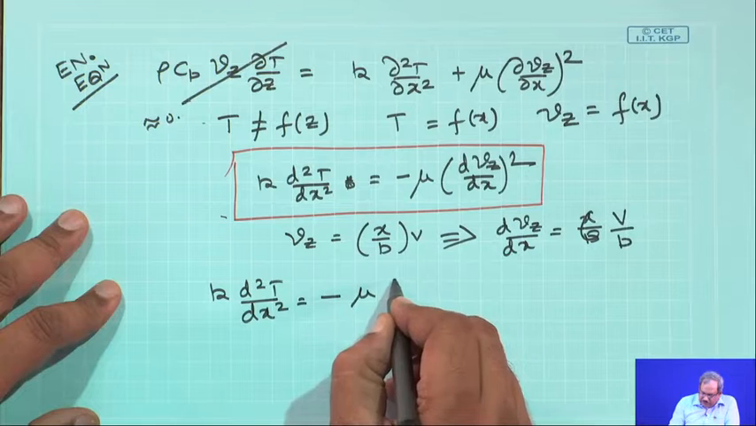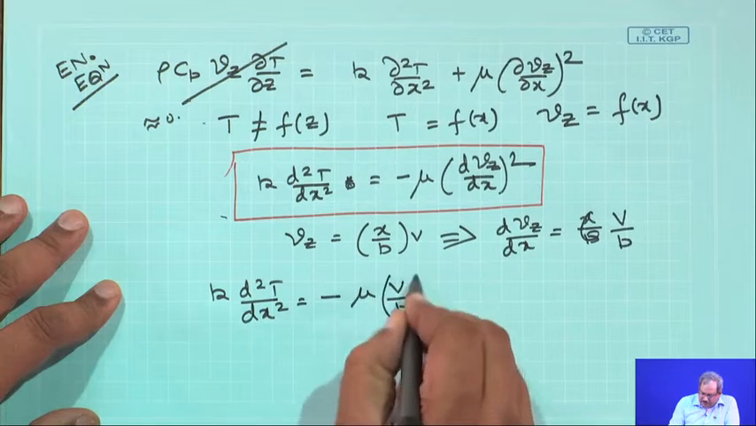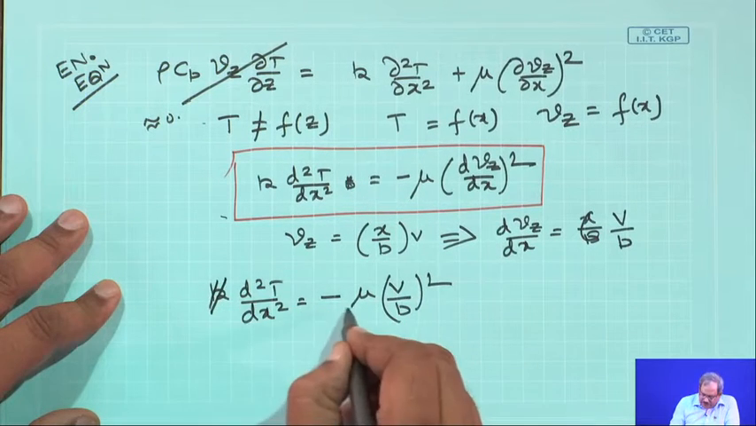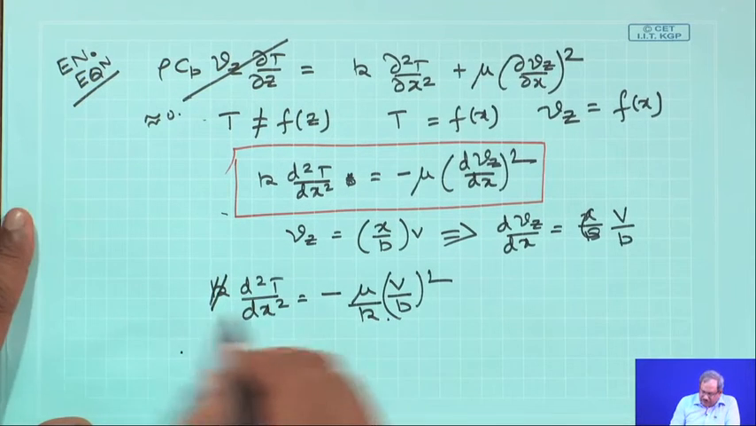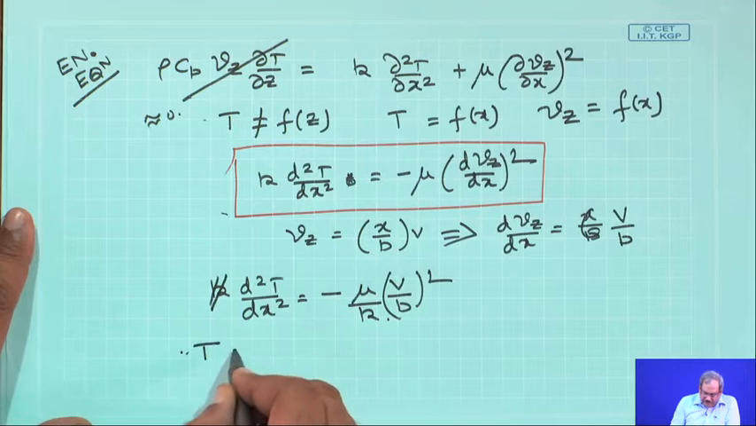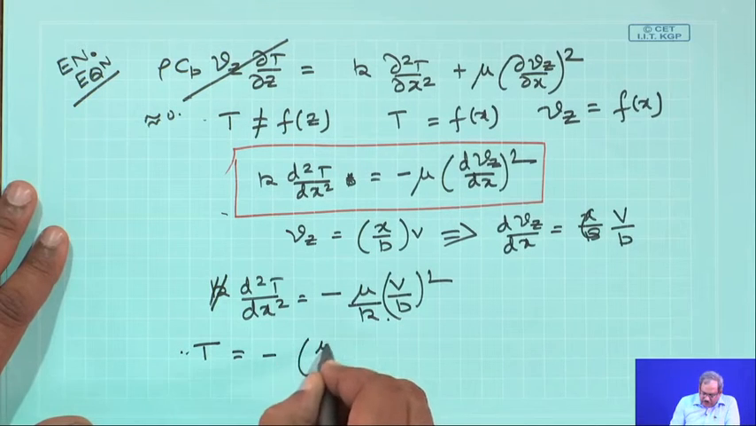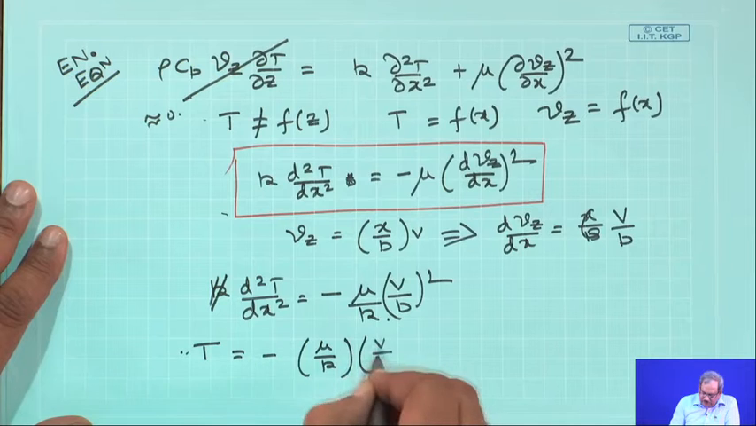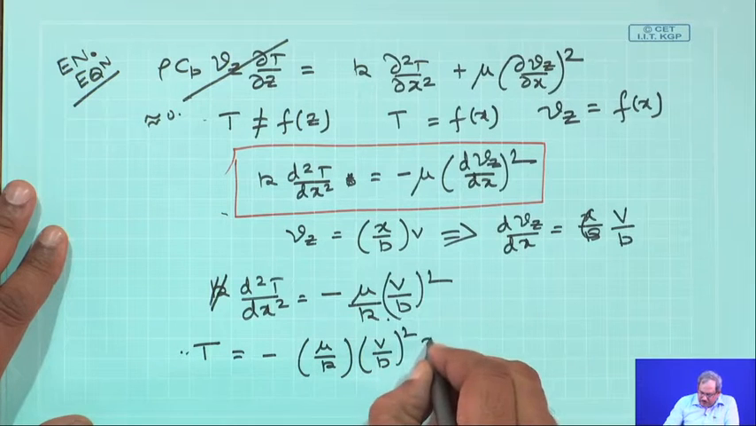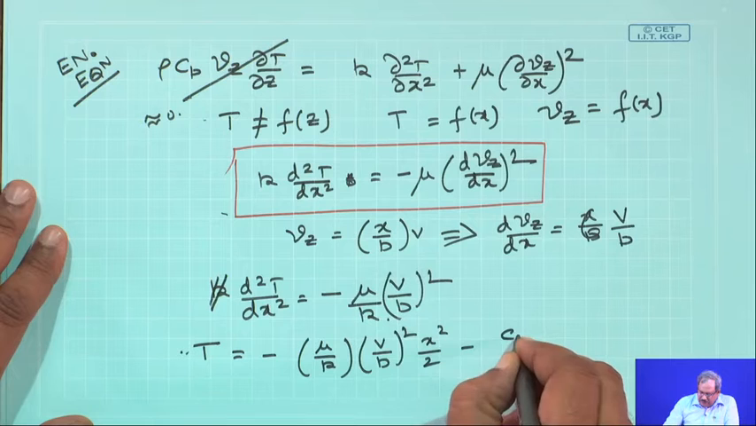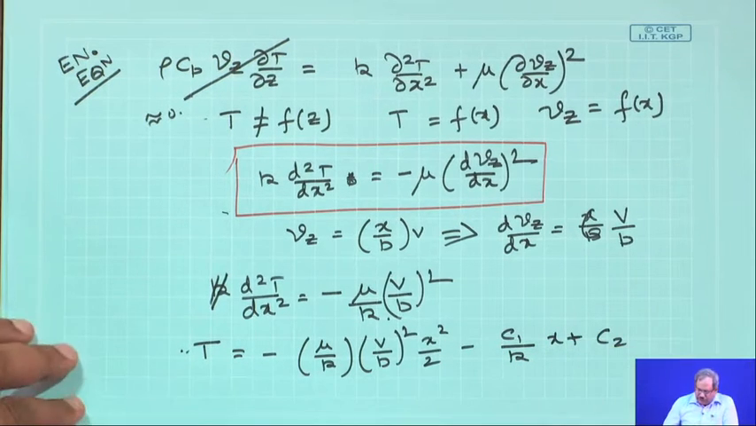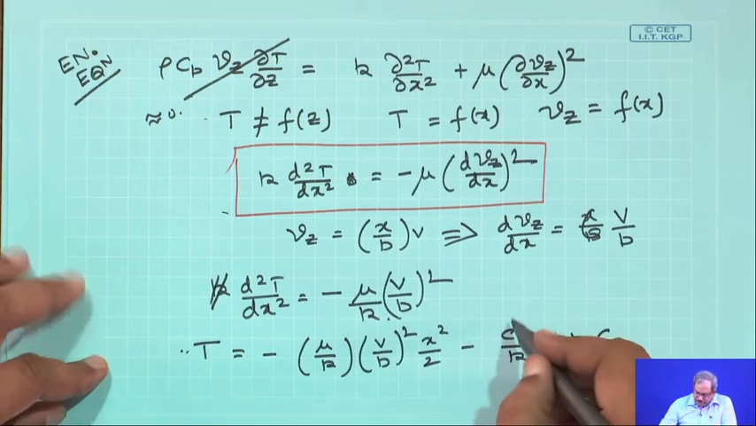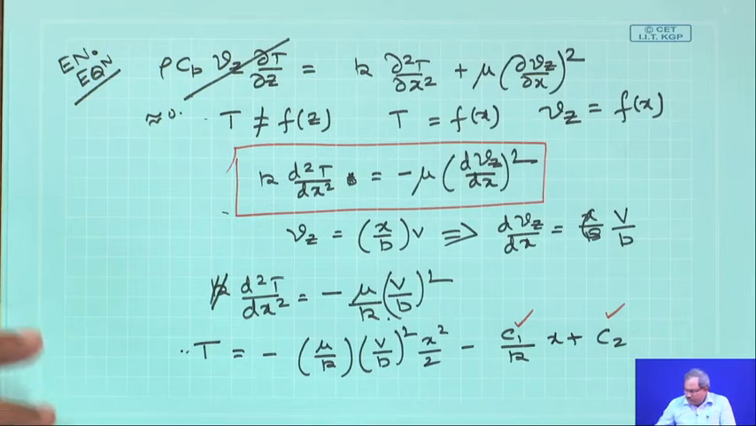minus mu times V by B whole square, or I can drop the k from this side and bring it over here. So, you integrate it, this is a simple ODE, you integrate it twice and you are going to get minus mu by k V by B whole square times x square by 2 minus C1 by k x plus C2. These two C1 and C2 are the constants of integration.